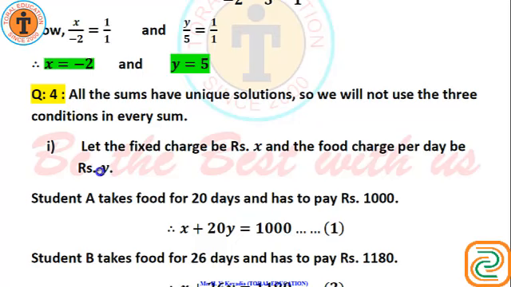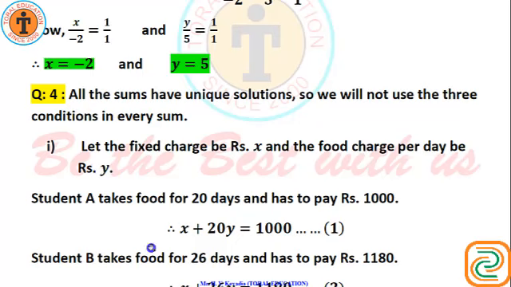When a student A takes food for 20 days, she has to pay rupees 1000 as hostel charges, whereas a student B who takes food for 26 days has to pay rupees 1180 as hostel charges. Find the fixed charges and the cost of food per day.